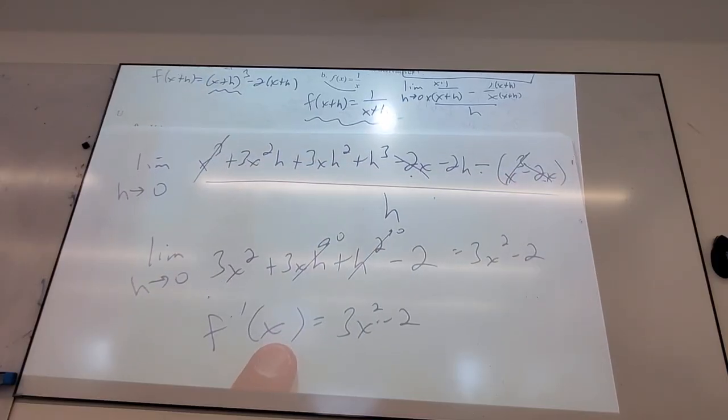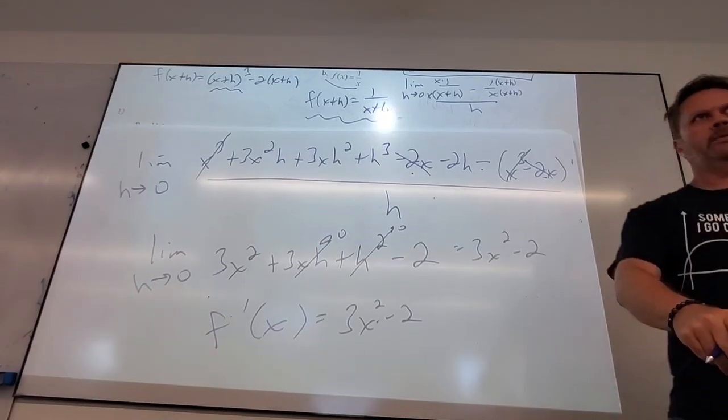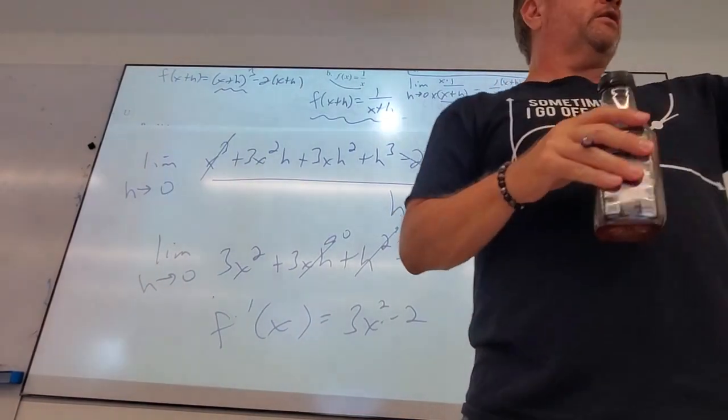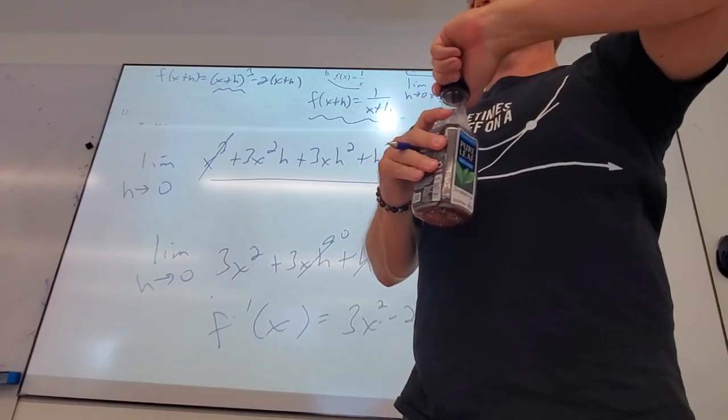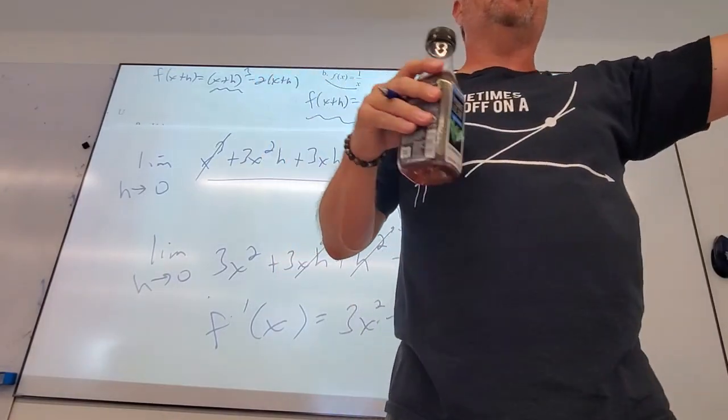And again, what is this function's purpose? The function's purpose is to tell me the slope at any input I give it, right? So if I want the slope of the function at 1, I plug a 1 in, it tells me the slope. Okay.